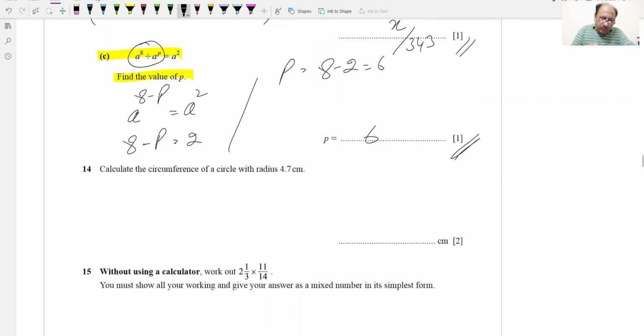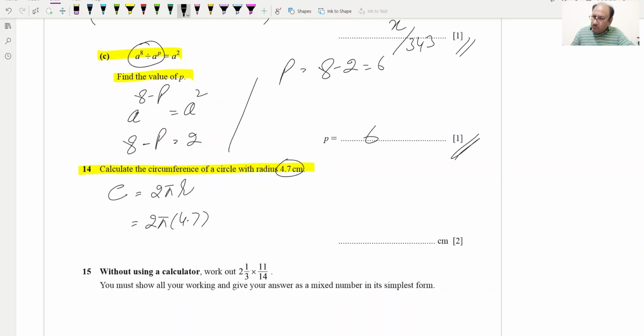Now question number 14, calculate the circumference of the circle with radius 4.7. So circumference capital C is equal to 2 pi r, and this is the formula which we will be applying. So 2 pi into radius is 4.7, so 4.7.